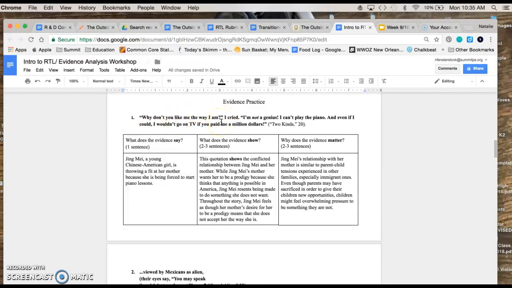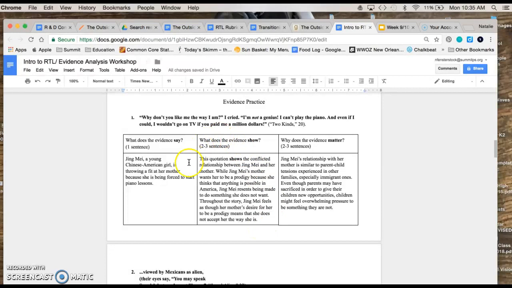Next, we dig into the explanation a little bit, right? What does the evidence show? Okay, and this is really talking about how we can interpret the evidence. So this quotation shows the conflicted relationship between Jing Mei and her mother. While Jing Mei's mother wants her to be a prodigy because she thinks that anything is possible in America, Jing Mei resents being made to do something she does not want. Throughout the story, Jing Mei feels as though her mother's desire for her to be a prodigy means that she does not accept her the way she is.